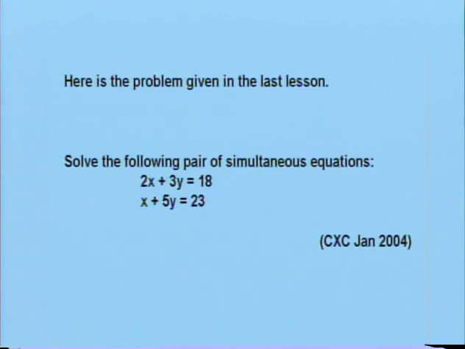Here is a problem given in the last lesson. Solve the pair of simultaneous equations 2x plus 3y equals 18, x plus 5y equals 23. This is taken from CXC January 2004.